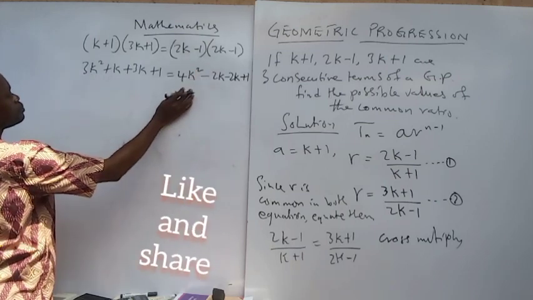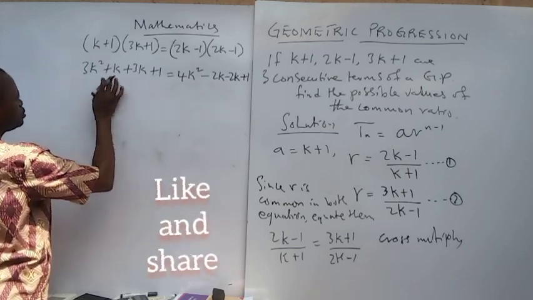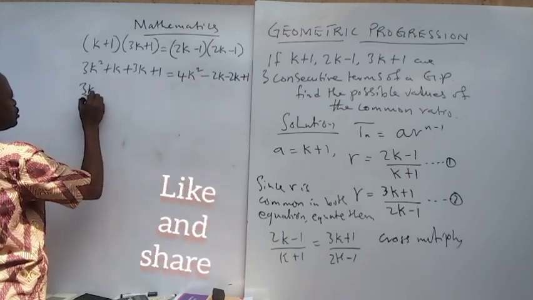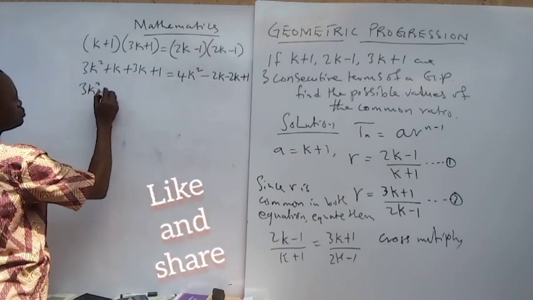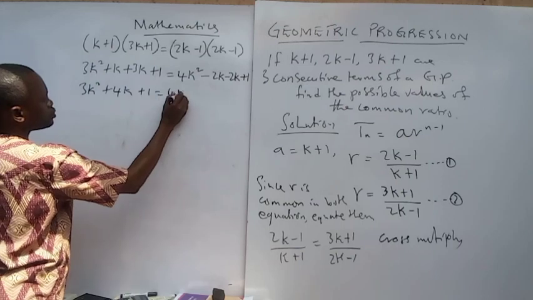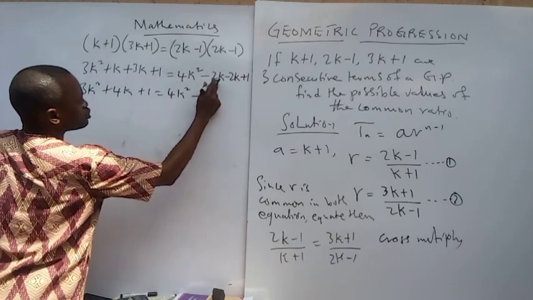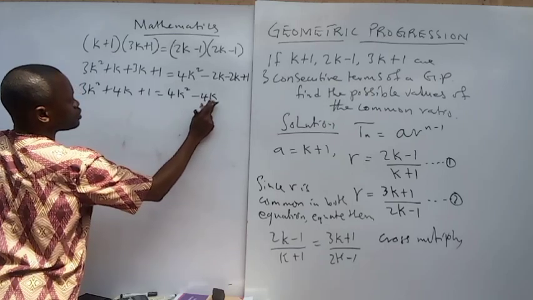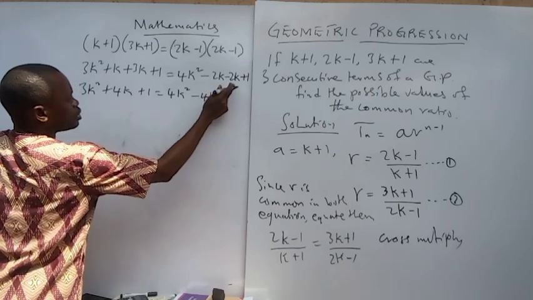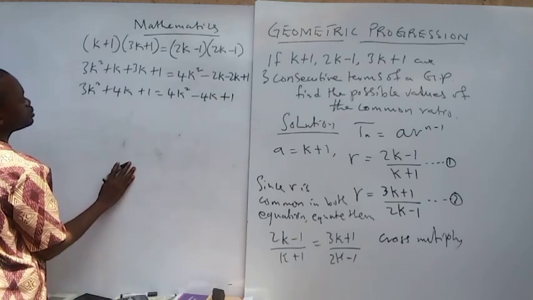Of course, let me do it quickly. This is 3k squared. This and this will give me plus 4k, plus 1, equals 4k squared, minus 2k minus 2k will give me minus 4k, and then we bring down plus 1.